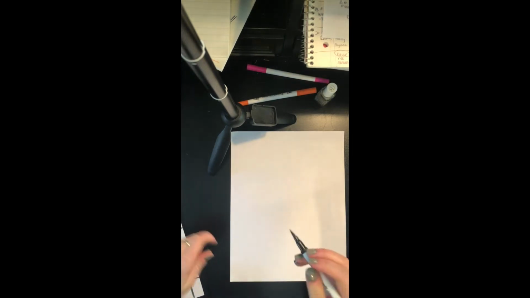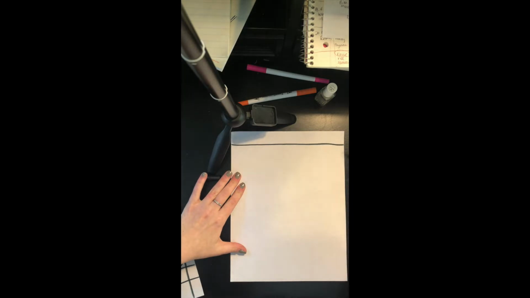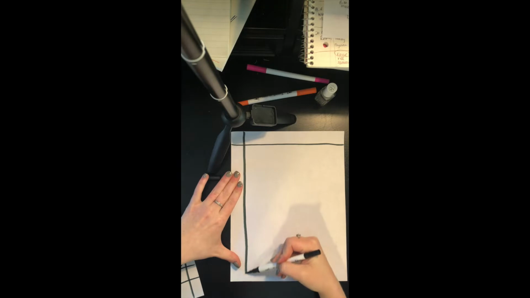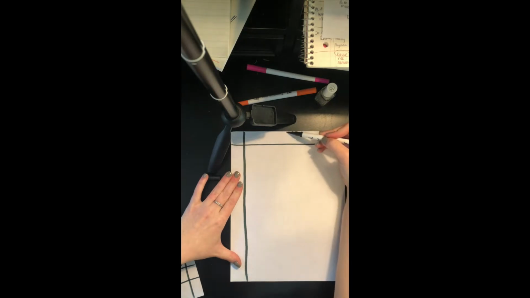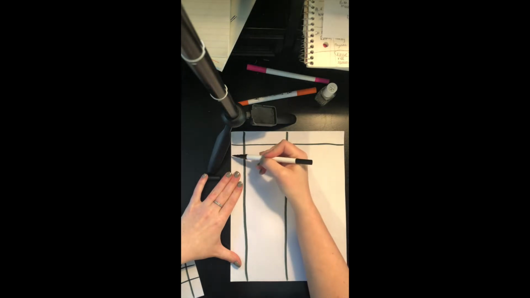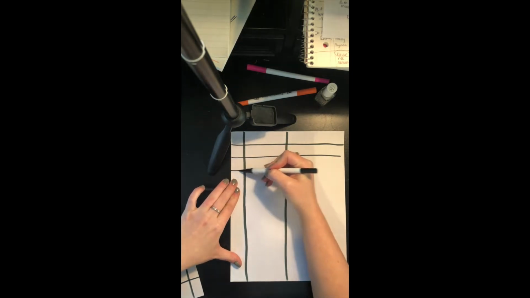Okay, we're going to start this sketchnoting video by drawing a line across the top and then one line vertically down, kind of close to the edge a little bit. And then we're going to draw another line kind of down the center. Now we're going to draw 10 more lines, so make sure you give yourself enough space.